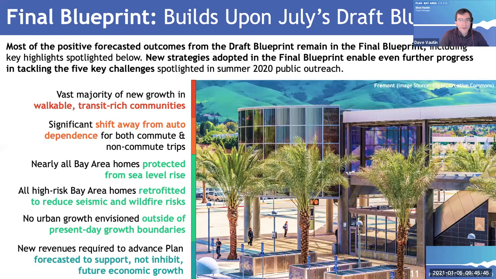Analysis of the final blueprint strategies and growth geographies highlights that many of the positive outcomes of the draft blueprint remain. As shown on screen, the vast majority of new growth continues to be in walkable, transit-rich communities. The final blueprint enables a significant shift away from auto dependence for both commute and non-commute trips. It protects nearly all Bay Area homes from sea level rise through 2050, and ensures that all high-risk Bay Area homes are retrofitted to reduce seismic and wildfire risks, while making sure that no urban growth is envisioned beyond today's growth boundaries.